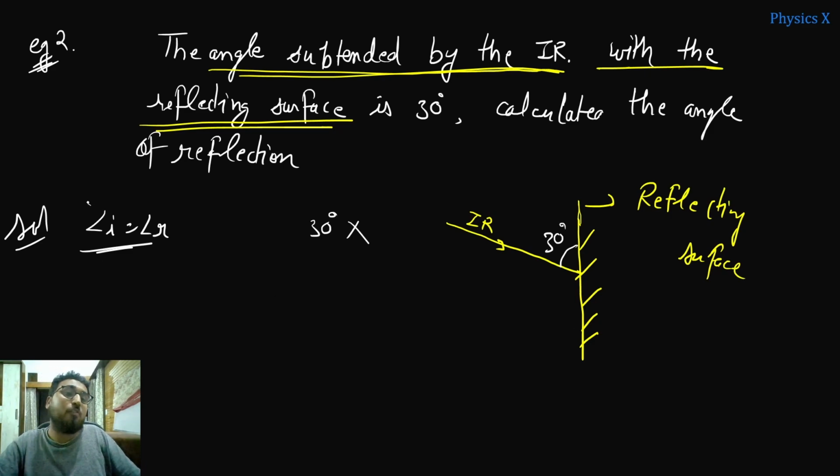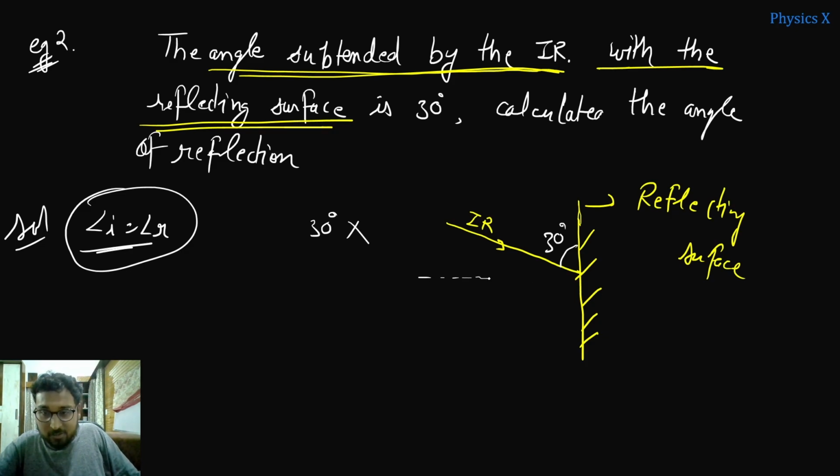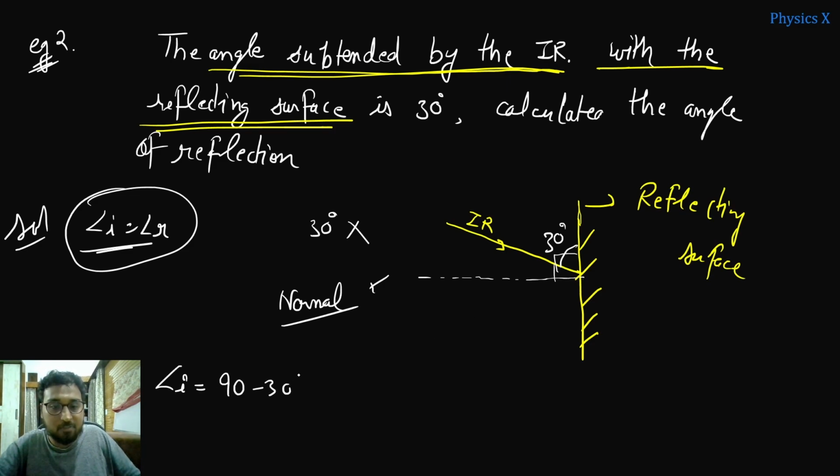But the law of reflection is that the angle of incidence and angle of reflection should be equal. So what is the angle of incidence? 30 degrees is not the angle of incidence. This is 90 degrees, obviously. So this is your normal. The angle made by the incident ray with the normal is your angle of incidence. So it will be 90 minus 30 degrees, which is 60 degrees. So this is your angle of incidence, 60 degrees.